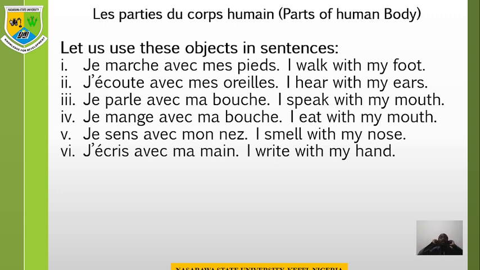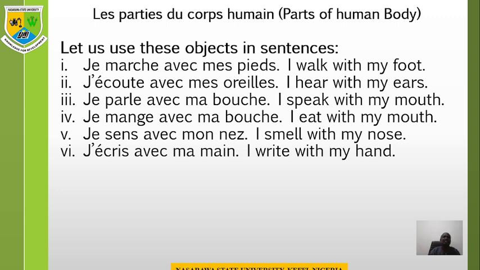J'écoute avec mes oreilles. I hear with my ears. Je parle avec ma bouche. I speak with my mouth. Je mange avec ma bouche. I eat with my mouth.